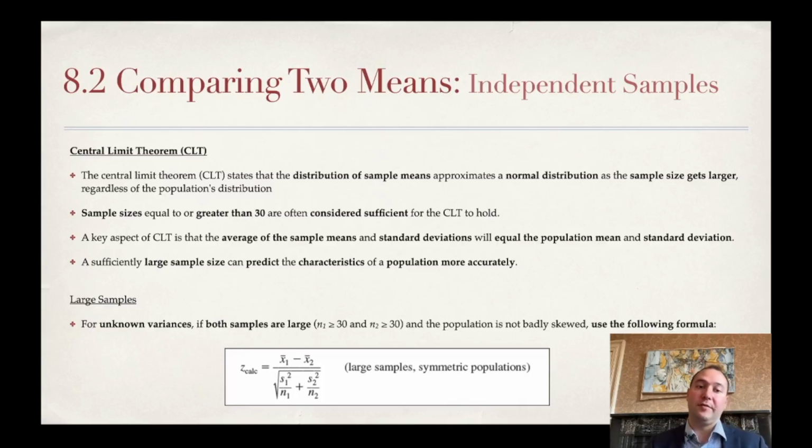A key aspect of the central limit theorem is that the average of the sample means and standard deviations will equal the population mean and standard deviation. A sufficiently large sample size can predict the characteristics of a population more accurately. Obviously, if you have a bigger sample size, it is more accurate to predicting or estimating the population parameters. For a large sample size, for unknown variances, if both samples are large, your sample 1 and sample 2 are both more than 30, and the population is not badly skewed, you can use the following formula.